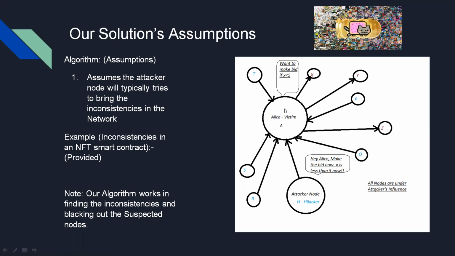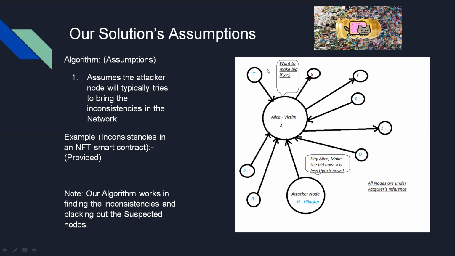Here is an NFT smart contract example which shows how the hijacker node induces inconsistencies by providing false information to Alice A node, which is a victim node. In this blockchain P2P network, Alice A has connections from P, Q, R, S, T, X, Y, Z, and H, where H is the hijacker and all the other nodes are under the attacker's influence.